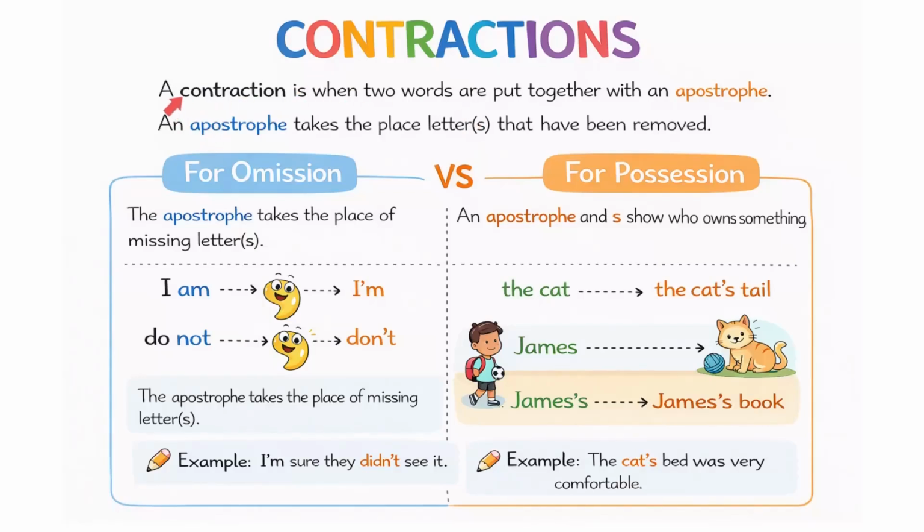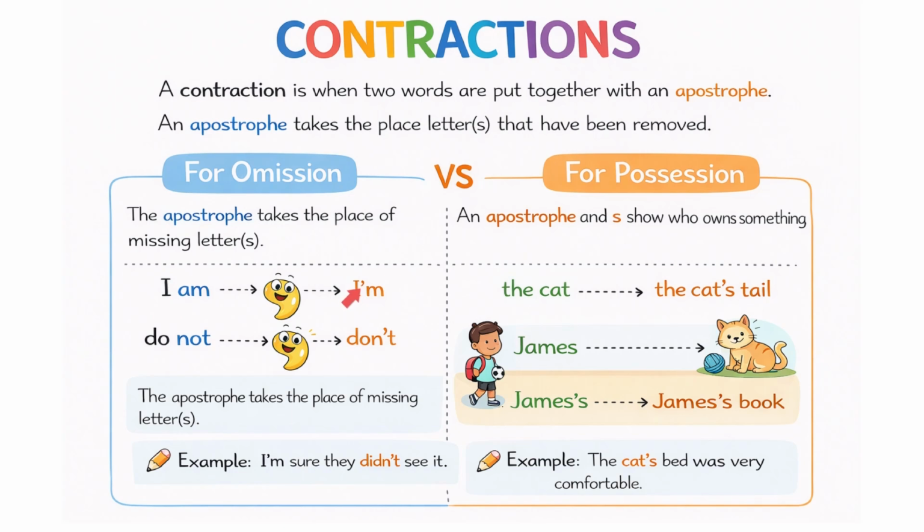Contractions. So let's take a little look at contractions and just recap, because I know this isn't new information for a lot of people. A contraction is when 2 words are put together with an apostrophe. If we think about muscles, when a muscle contracts, it becomes shorter. The same is true in grammar and writing: a word is becoming shorter. So an apostrophe takes the place of the letters that have been removed. If we think about I am, the A has been removed and the apostrophe shows that.